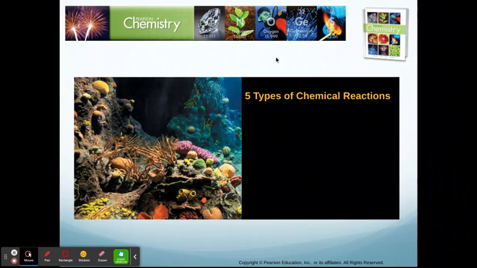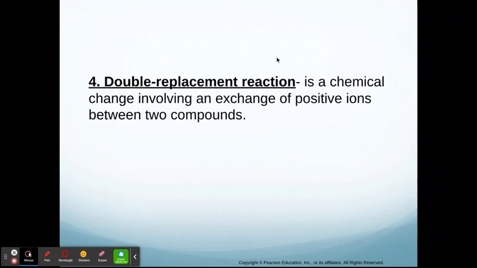Hey guys, I wanted to cover one of the 5 types of chemical reactions, and today I want to talk about the fourth one. It's called a double replacement reaction. And what a double replacement reaction entails is a chemical change involving an exchange of positive ions between two compounds.